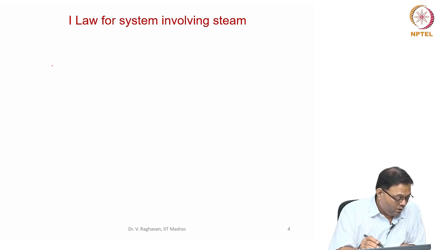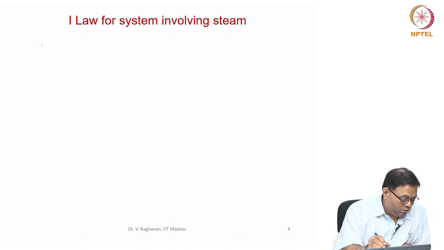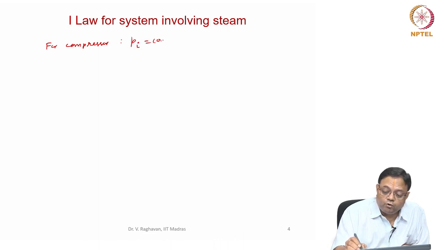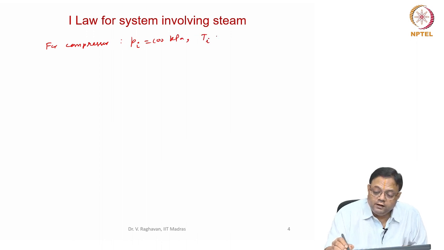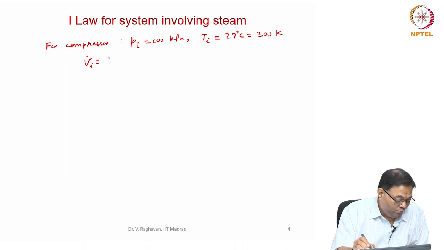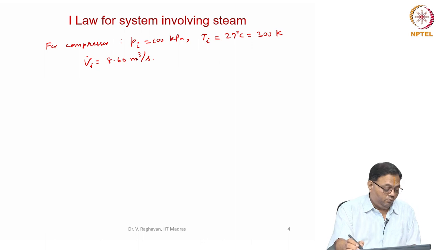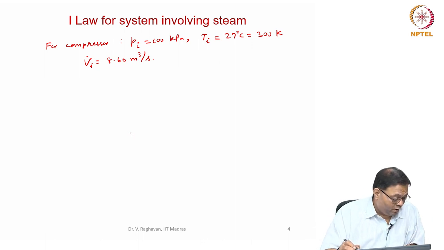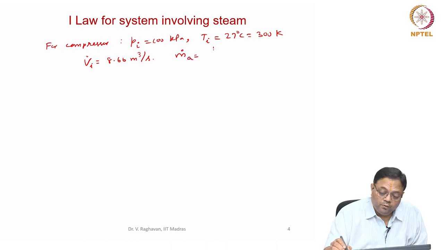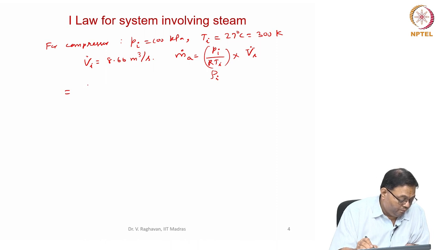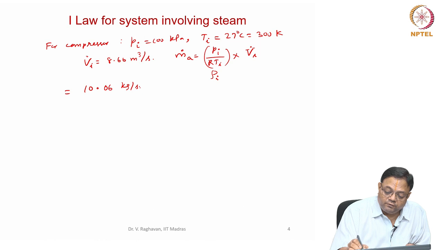Now, taking the compressor, first we will calculate what is given data. Pi equal to 100 kilopascals, then Ti equal to 27 degrees centigrade, that is 300 Kelvin. Then volumetric flow rate equal to 8.66 meter cube per second. Since volumetric flow rate is not conserved, we have to convert it to mass flow rate. So, what is the mass flow rate of air? It will be equal to Pi divided by R Ti, this is density, into Vi dot, which is equal to 10.06 kg per second. Okay.